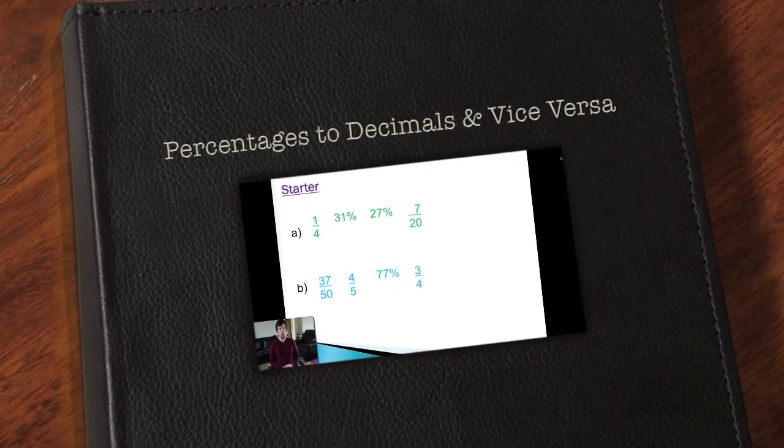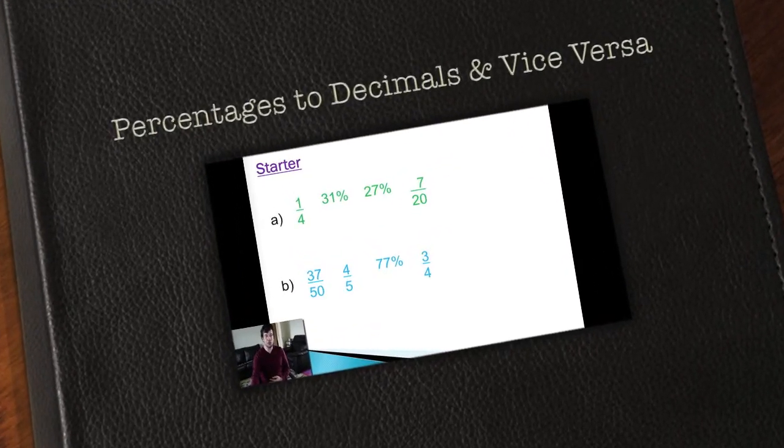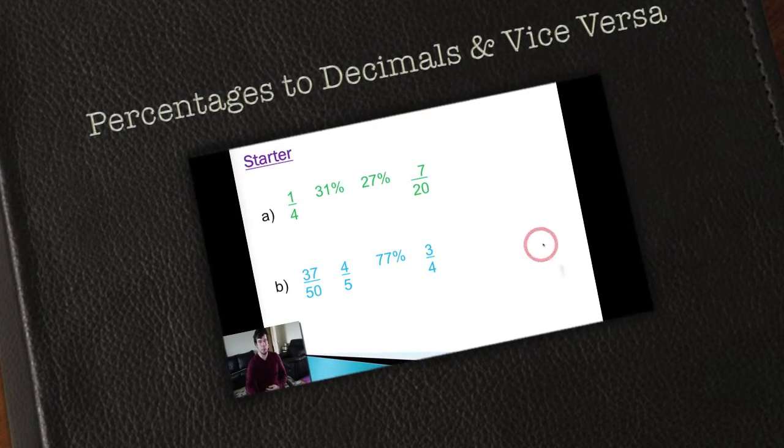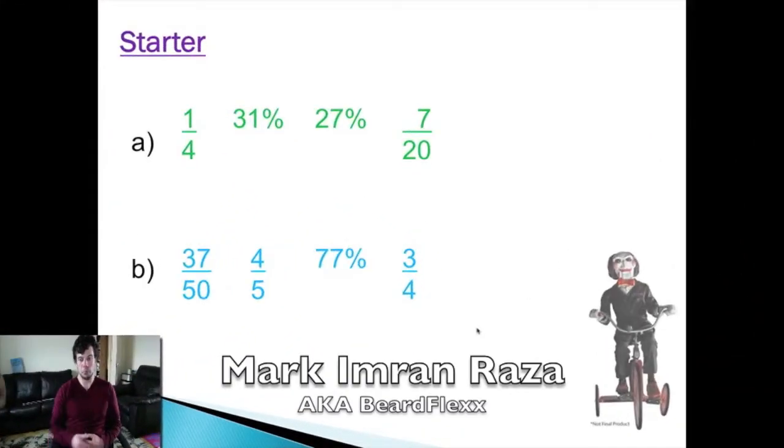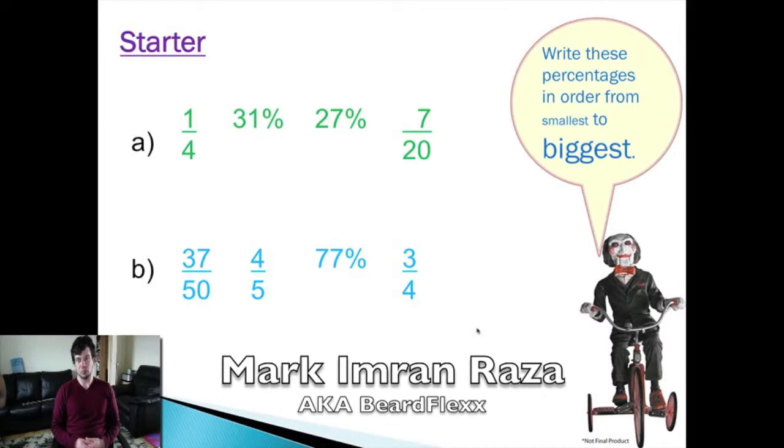For a quick warm-up, we have a list of fractions and percentages. Write these percentages in order from smallest to biggest.